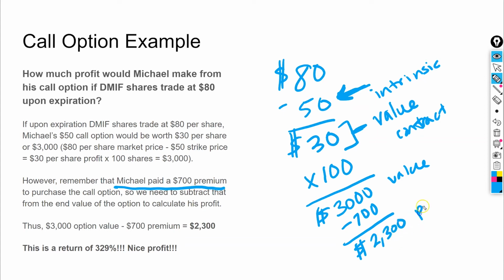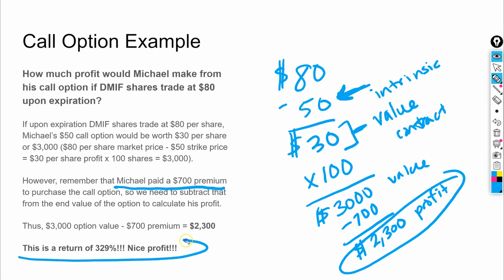So this is our profit, $2,300. Now, if you do the math, it's more than triple what we paid, right? So it's more than 300%. It's actually 329% profit, so 329% return on what we invested. And the most we could have lost is 700, by the way, right?